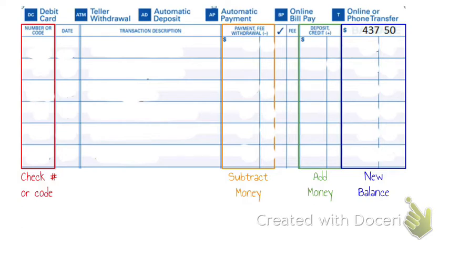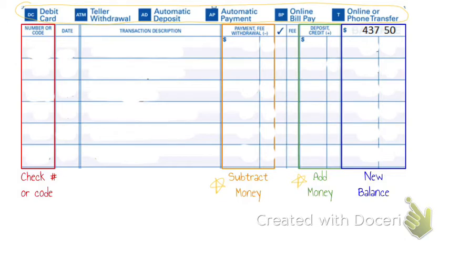highlighted what some of these main columns mean. The first column is where you put the check number if you actually write a check, or a code, and you can use any of the codes up here at the top to signify what kind of transaction you're making. Then you do your date and your transaction, and then you're either subtracting money from your account, and if so you use this orange column, or you're adding money, and if so you use this green column. And then you have your new balance.